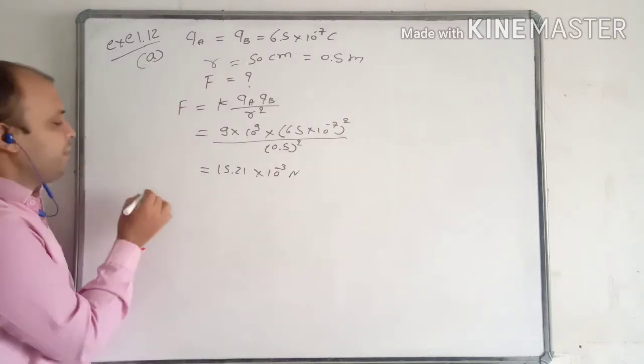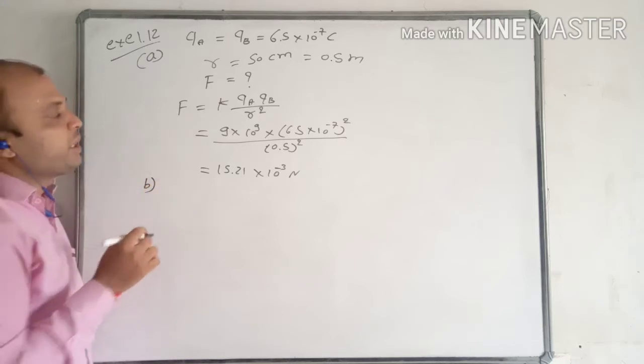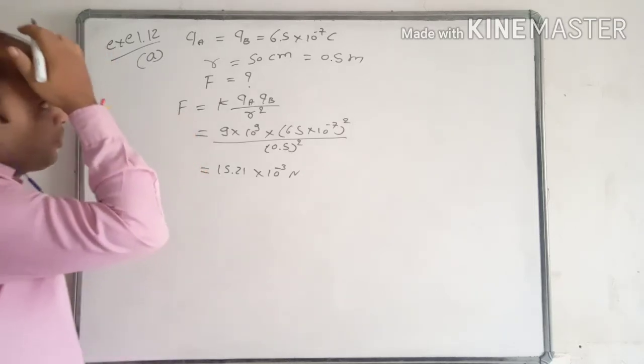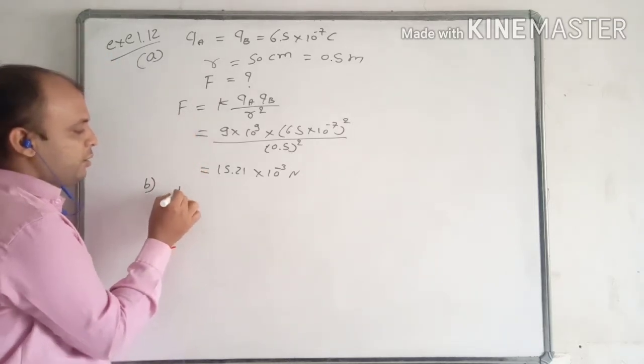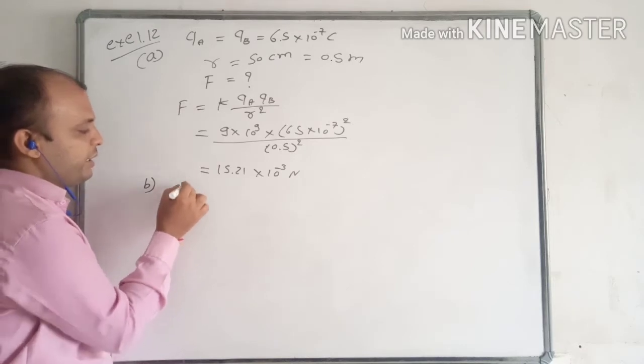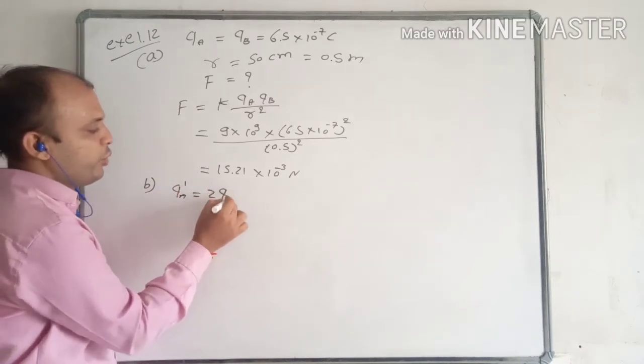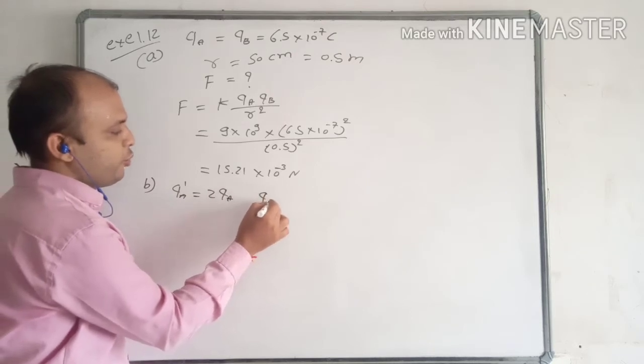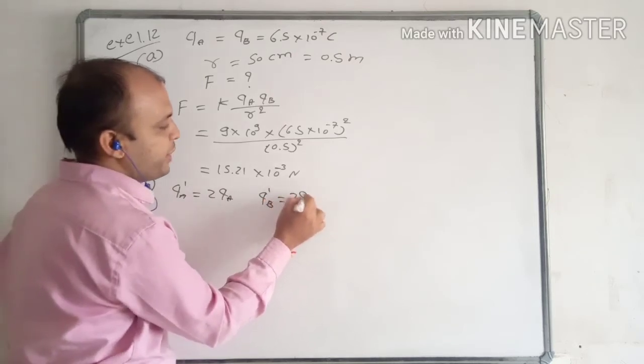In the second case, we have to double the charge. So QA dash will be 2 QA and QB dash will be 2 QB.